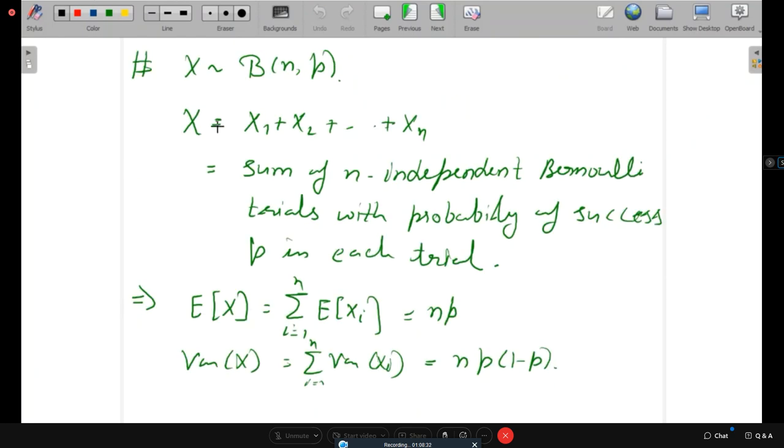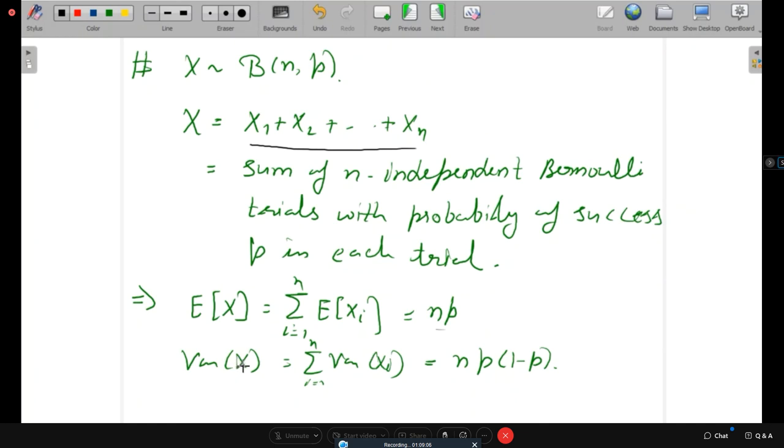Now, what I'm stating here is that x follows binomial, which means x equals x1 plus x2 plus and so on plus xn, a sum of n independent Bernoulli trials with probability of success p in each trial. Now see how simple it is. Expectation of x is nothing but the summation of i equals 1 to n of expectation of xi. Each expectation of xi is nothing but p. How many times? n times. Very straightforward.